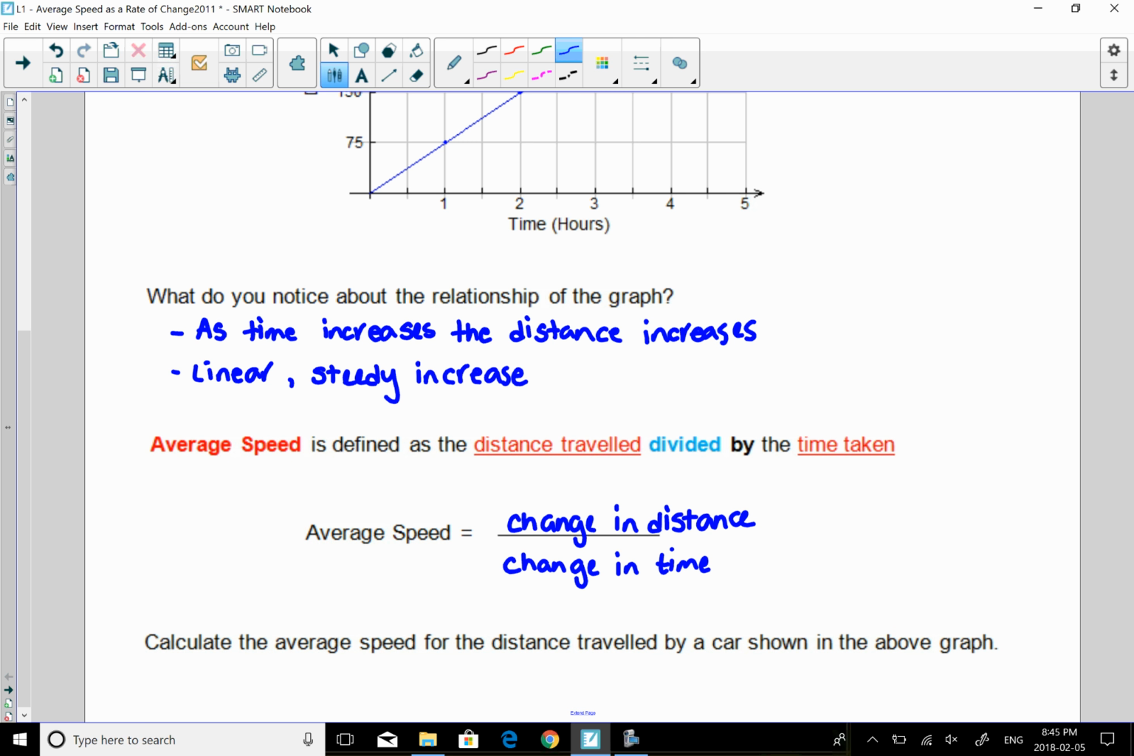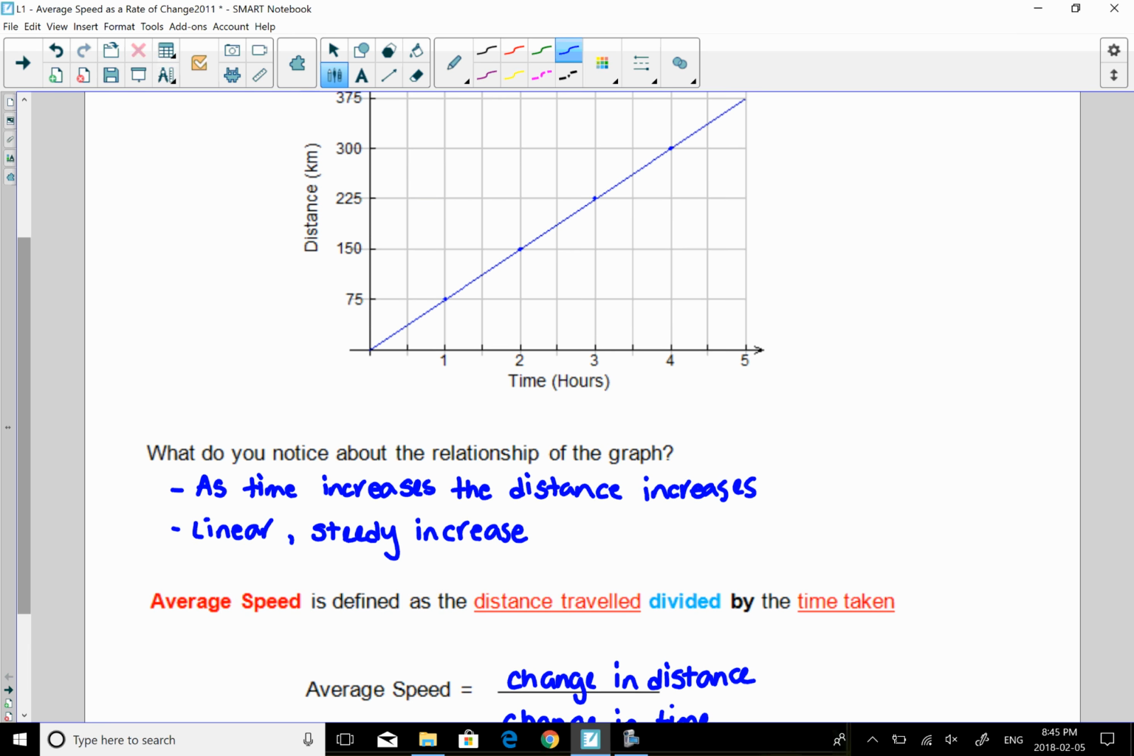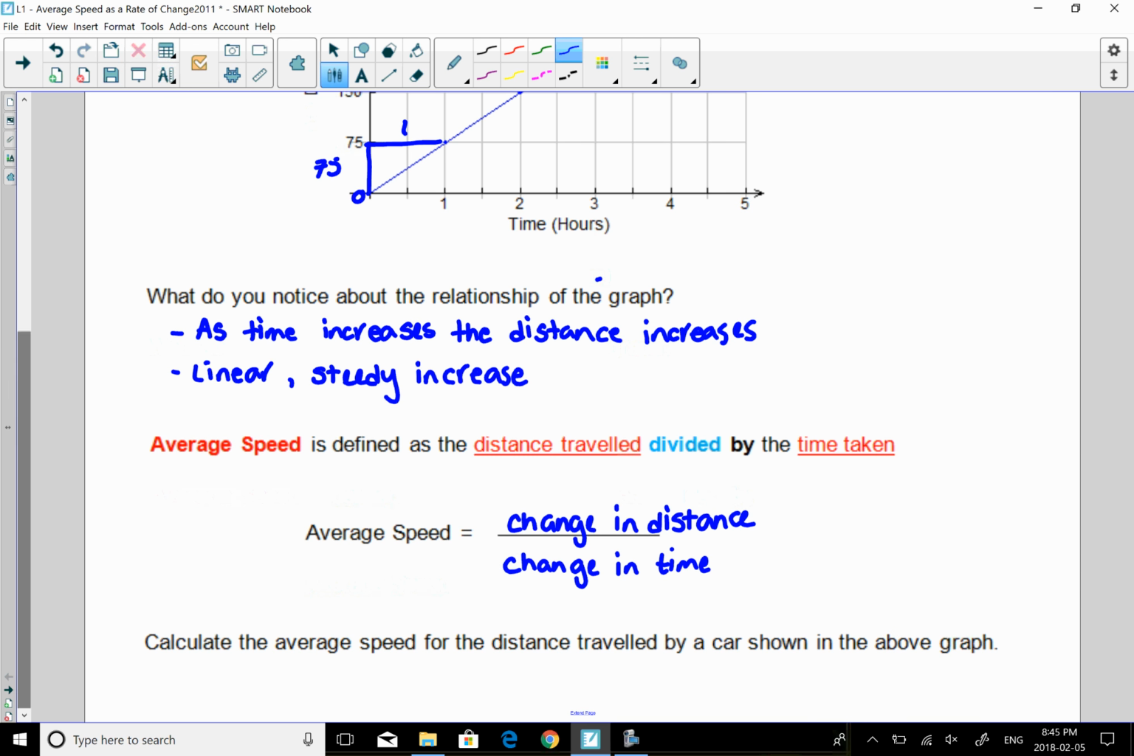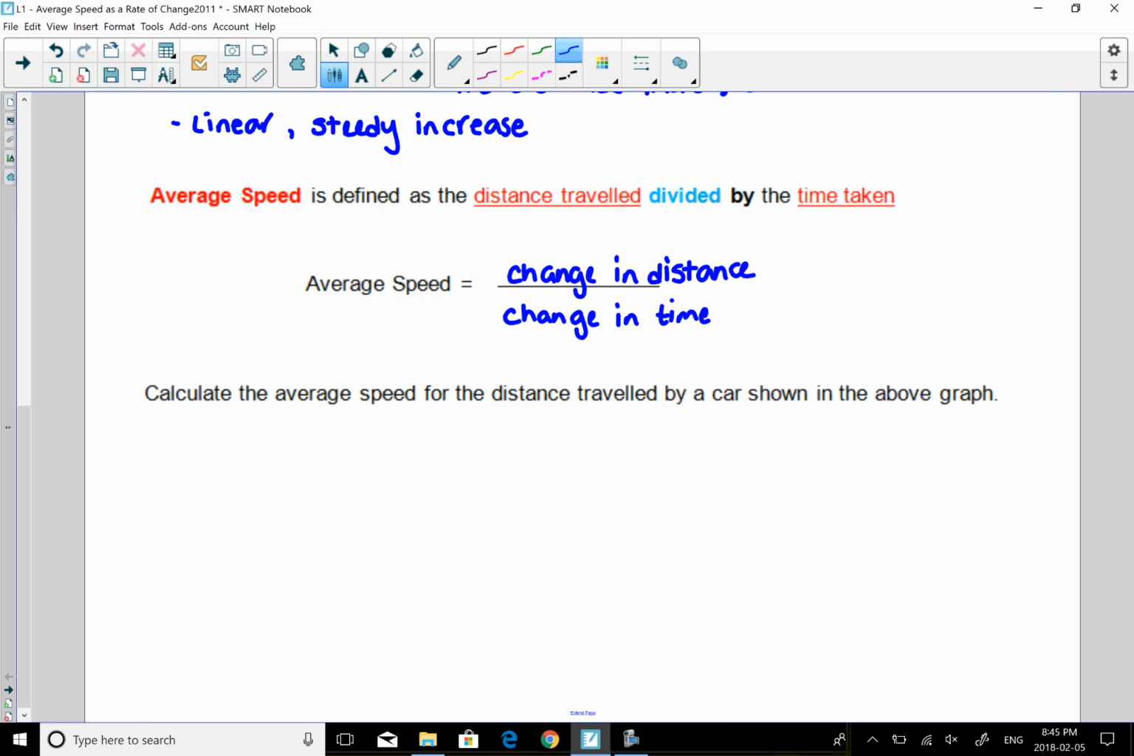So if we look at this graph, we need to look at the change in the distance. So here it's going from 0 to 75 in 1 hour. So this 75 is the distance and the time is 1. You can pick any 2 points on the graph to get the same thing.